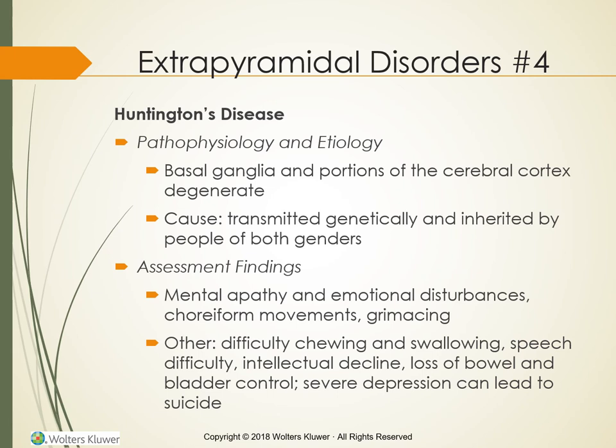Diagnosis is based on symptoms as well as a family history of the disorder. Positron emission tomography shows CNS changes, but there is no specific diagnostic test for the disorder. Genetic testing can predict which family members will develop the disease, but not all blood relatives choose to undergo testing.